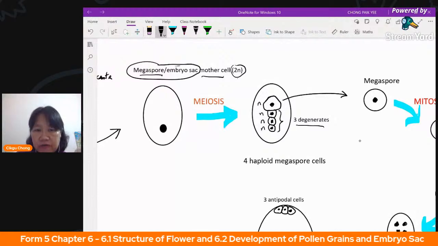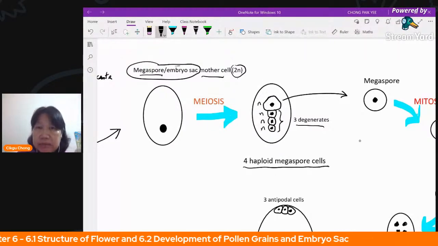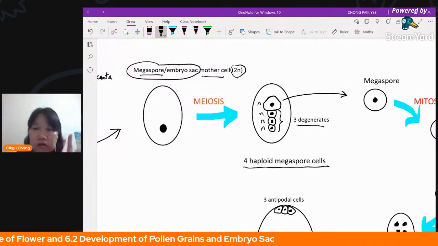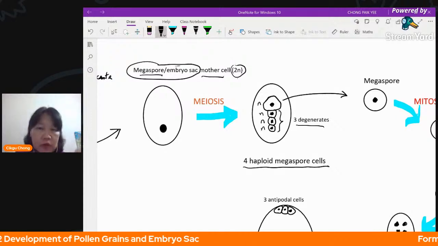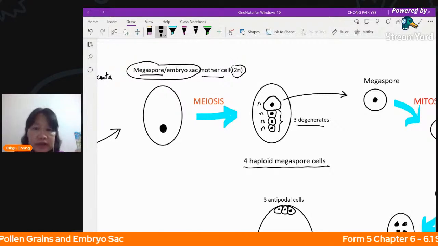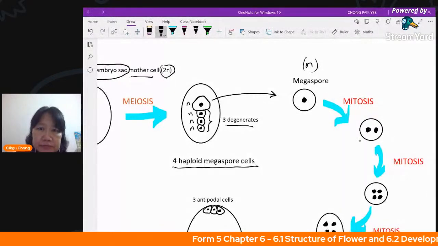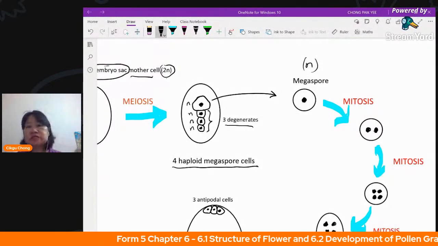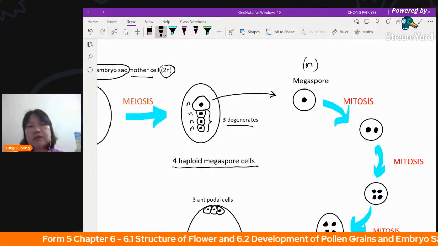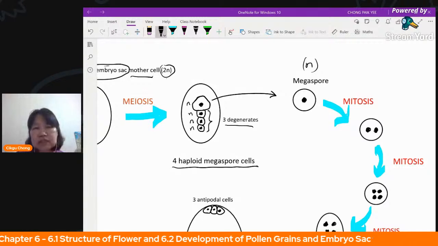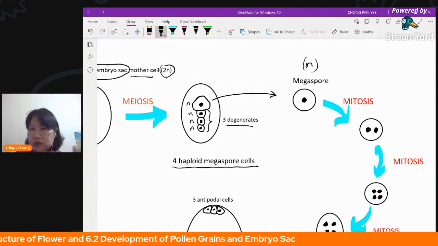So these 4 are called 4 haploid megaspores. Each one is a megaspore. Out of 4, only one can carry on. One is going to be developed further. So this megaspore is already N once it undergoes meiosis. Just remember that, simple. Before meiosis is 2N. After meiosis is already N.